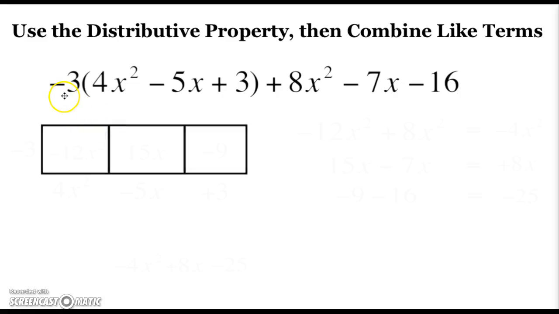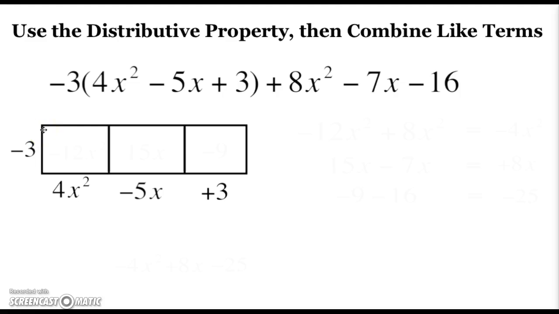Since I'm multiplying one thing by three things inside the parentheses, I'm going to make a 1 by 3 generic rectangle. On the left side of my generic rectangle, I'm going to put what's outside the parentheses, which in this case is -3. On the bottom of my generic rectangle, I'm going to put what's inside the parentheses, which in this case is 4x squared, -5x, and plus 3. Now, to do the distributive property, I'm going to multiply to find the area of each of these small little rectangles.